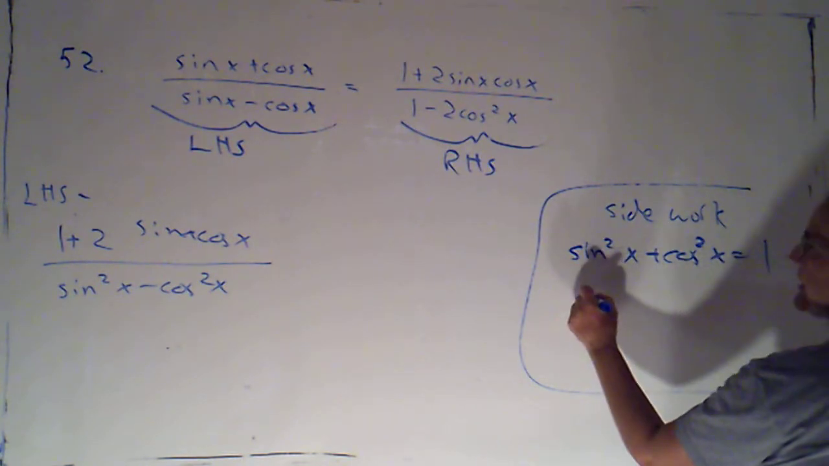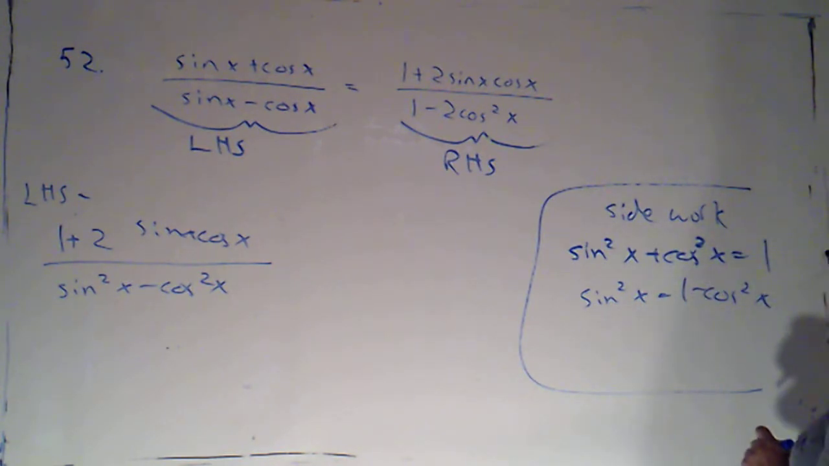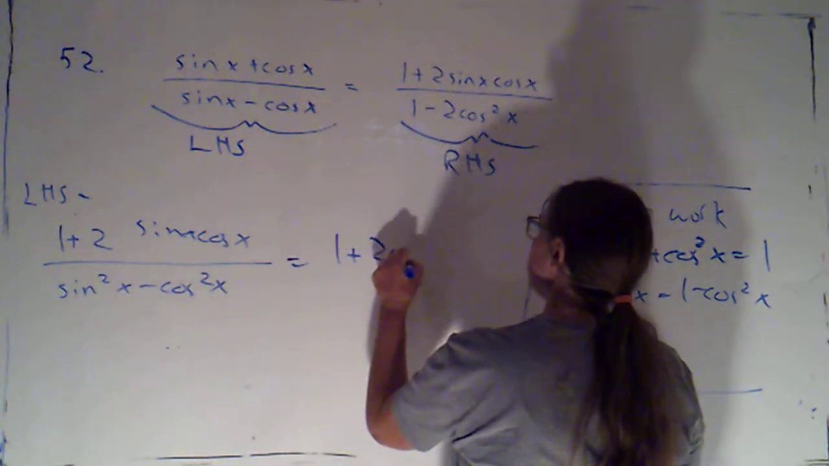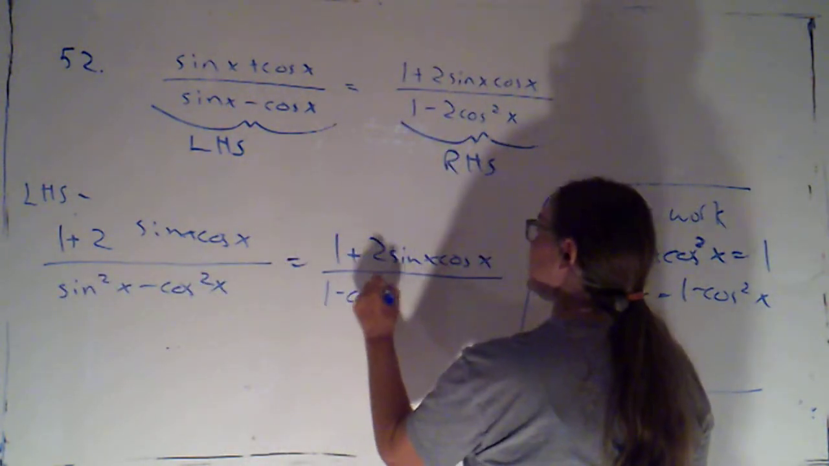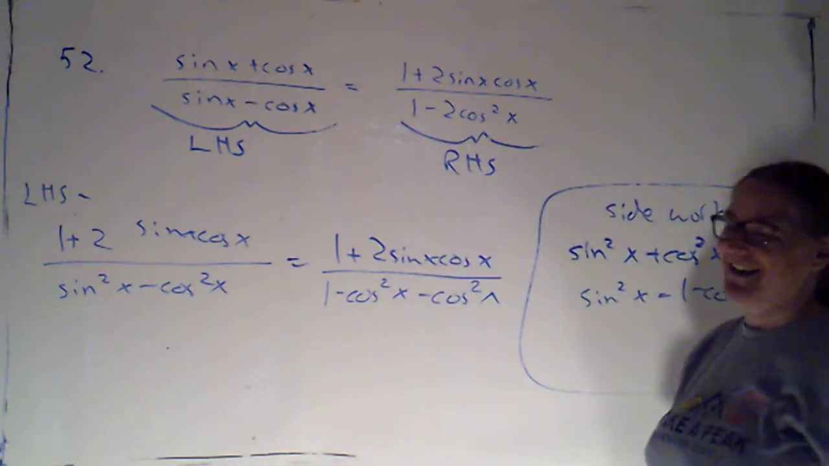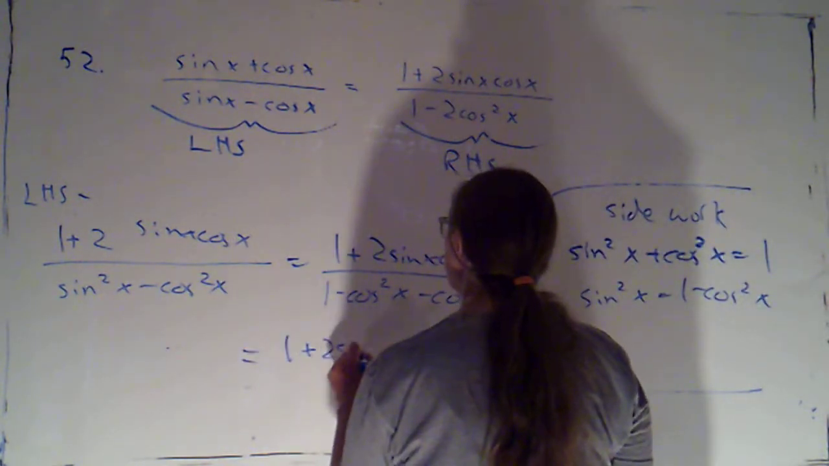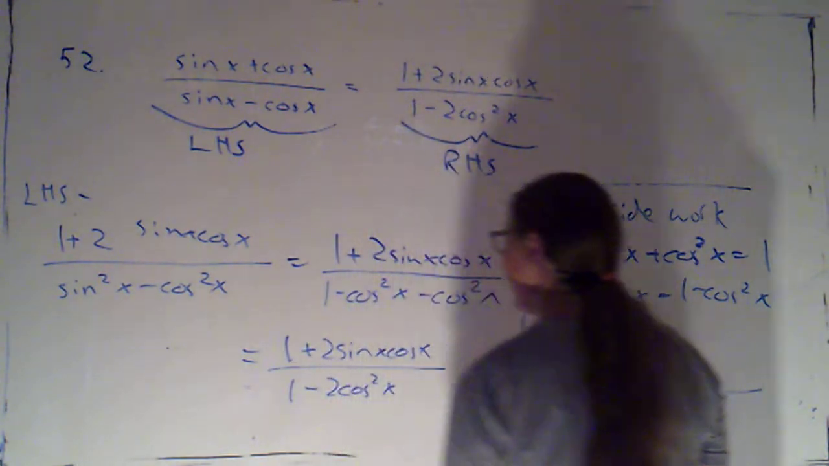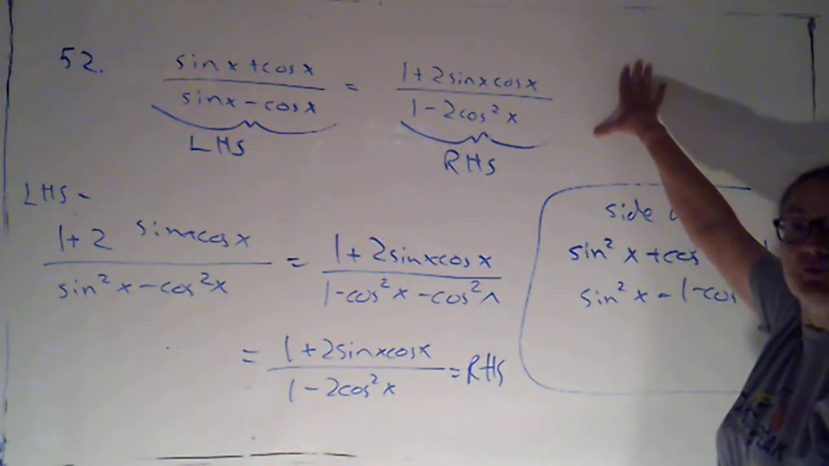That means that sine squared x is 1 minus cosine squared x. So I can get rid of these sine squareds. So I can say this is 1 plus 2 sine x cosine x over sine squared, we just said, is 1 minus cosine squared x, minus cosine squared x. Nice. Now if I combine my like terms, that's going to be 1 plus 2 sine x cosine x over 1 minus 2 cosine squared x, which is the right-hand side. So we were able to prove this one.